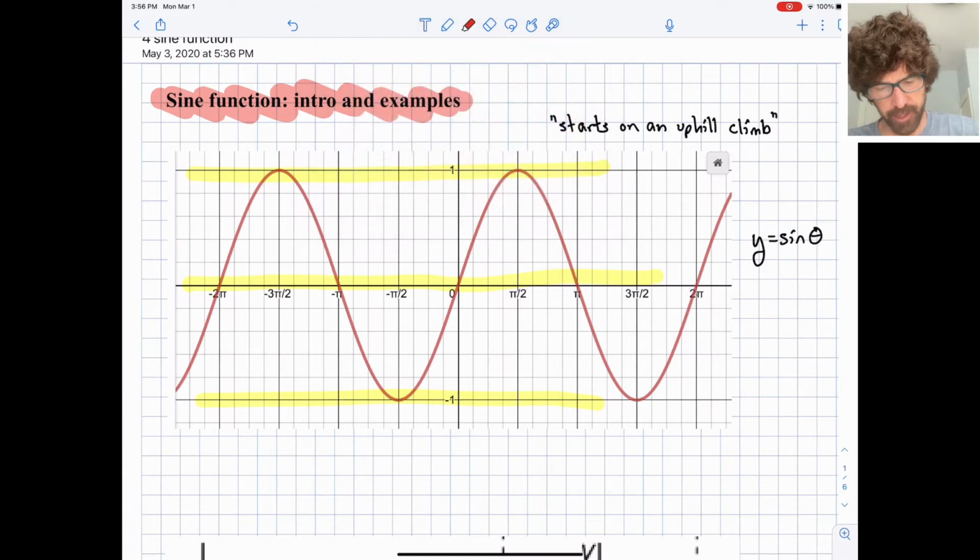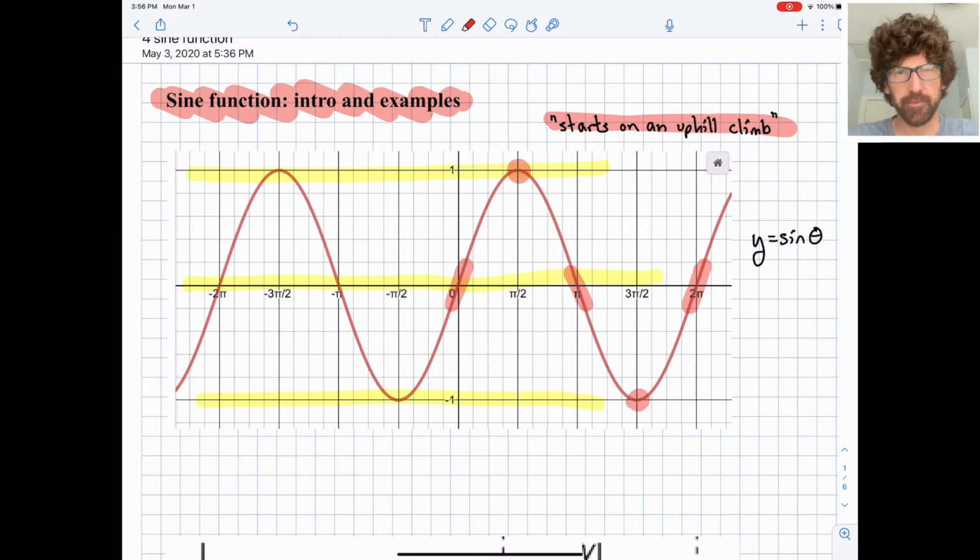It's going to start on an uphill climb. That's what I try to remind myself about the sine wave. And then after a full period, it returns to that same pattern of what I call an uphill climb. Halfway through, it's on a downhill climb going through the midline, and then at the quarter point and the three-quarter point, it has a peak and a valley, respectively.